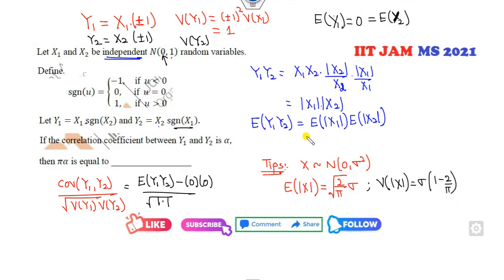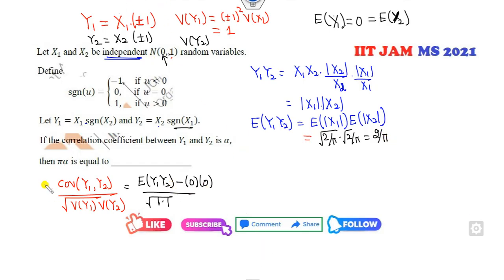Now you can see I can substitute this value here. Sigma is my 1, so it's 2 over pi for this, 2 over pi for this. So that means 2 over pi. Now that's over. I can substitute this value here. This value is given as alpha. So this value is 2 over pi. So what is pi into alpha? 2 is the right answer.